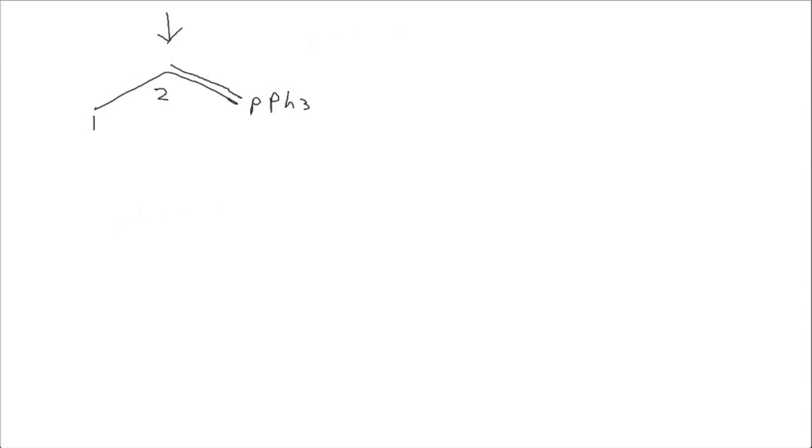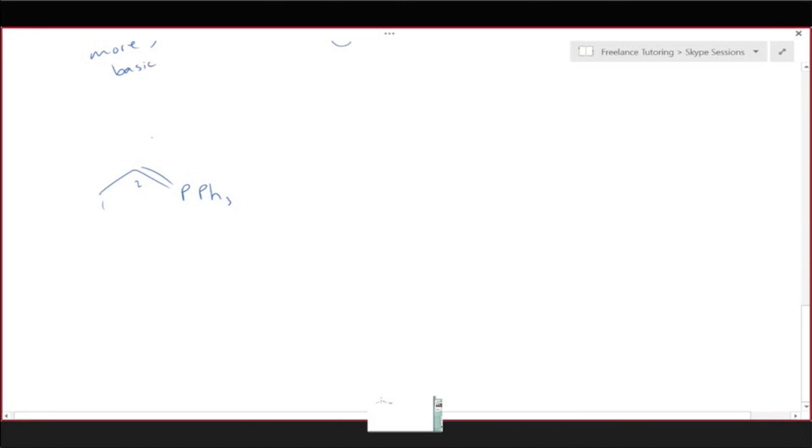So what we need to do here is try to draw another resonance structure involving carbon-2 and the phosphorus. The phenyl groups will turn out not to play a role. So can you think of a way to draw a resonance structure here that involves carbon-2 and the phosphorus?